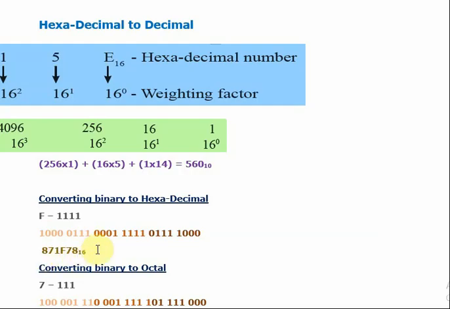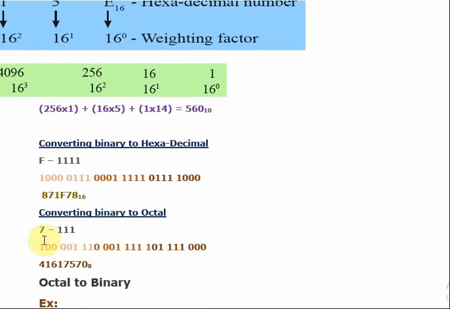Very simple. Only you remember, hexa 4, octa 3. Why? In octal, the maximum value is 7. You can represent 7 using 3 bits. So therefore all other numbers can be represented using 3 bits. So now this is the binary value, right? The long binary value.